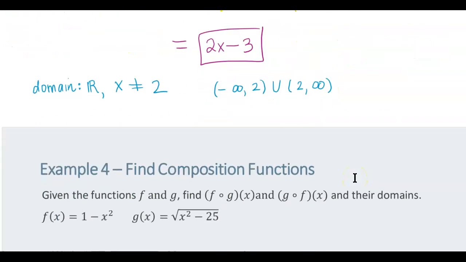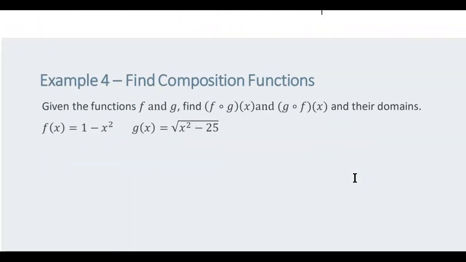All right, we talked about in class that the main time that we have restrictions on domains happens when we have rational functions or fractions and when we have square roots. So we just did an example where we had fractions. This is an example that has square roots. So first let's do f of g of x.